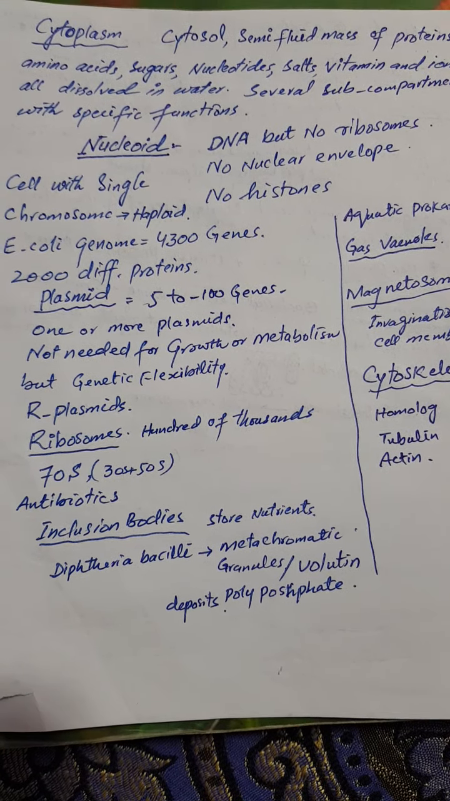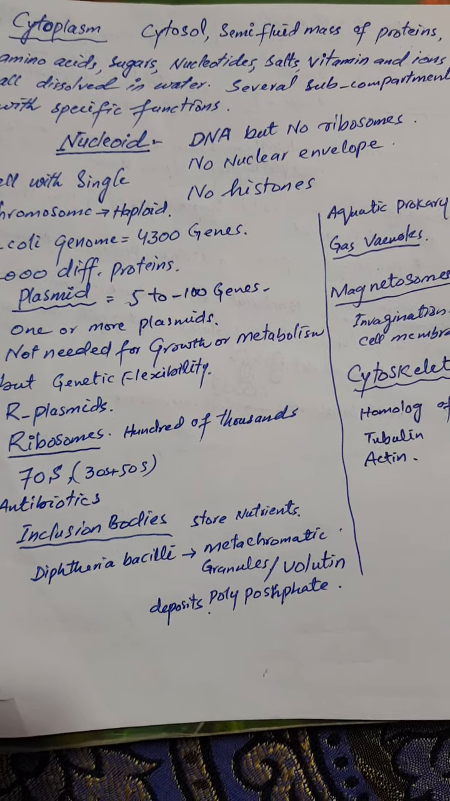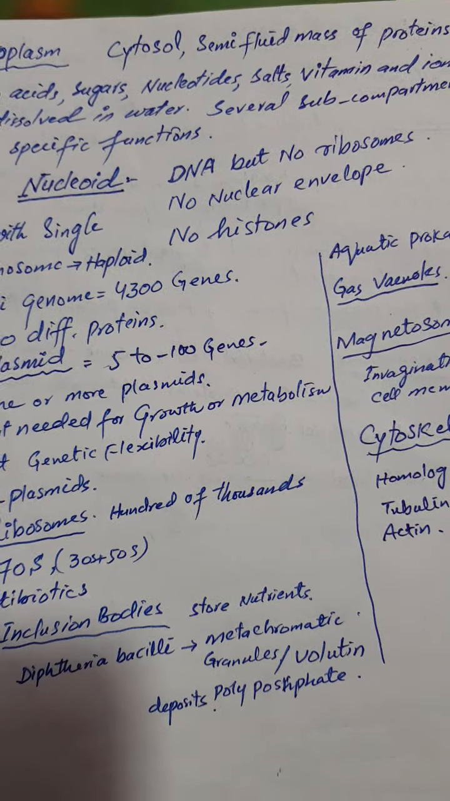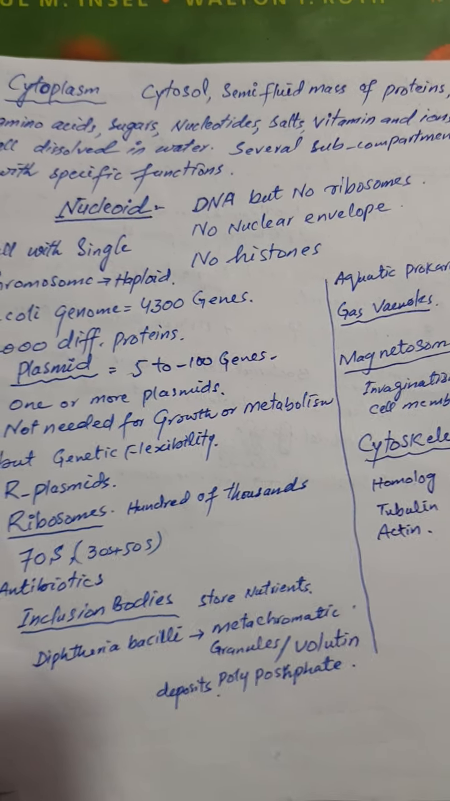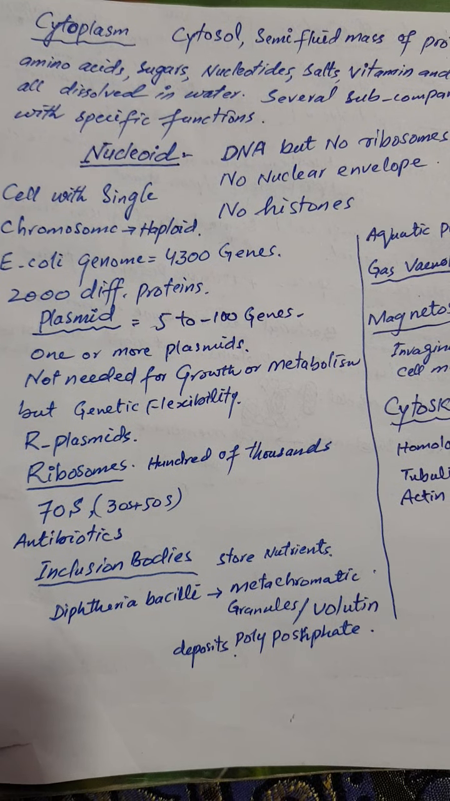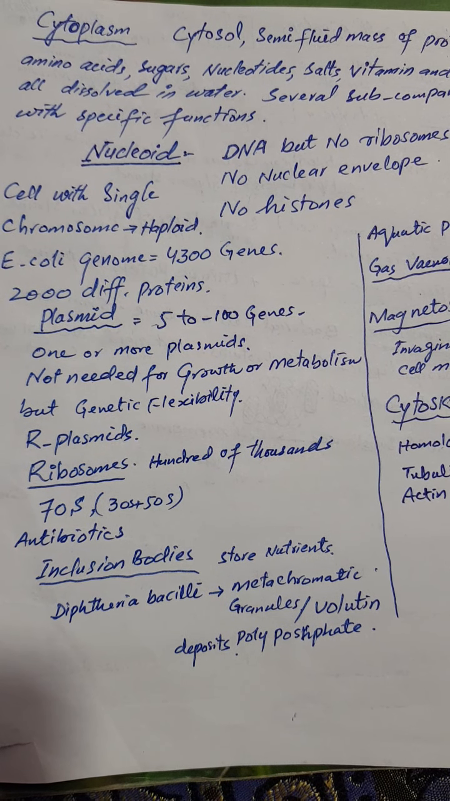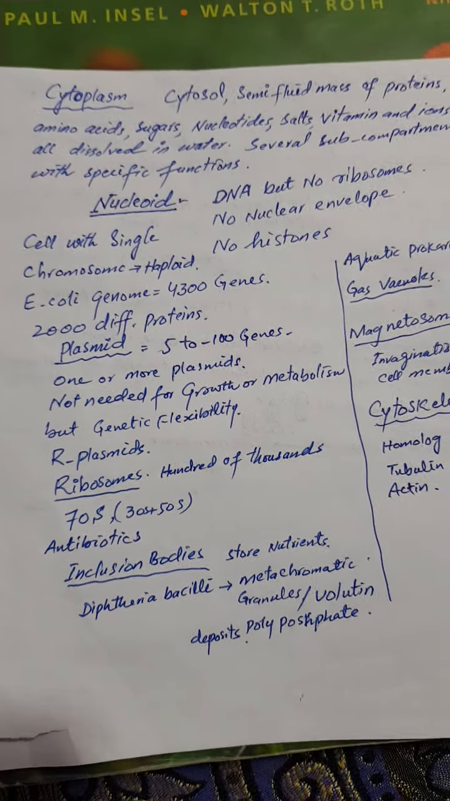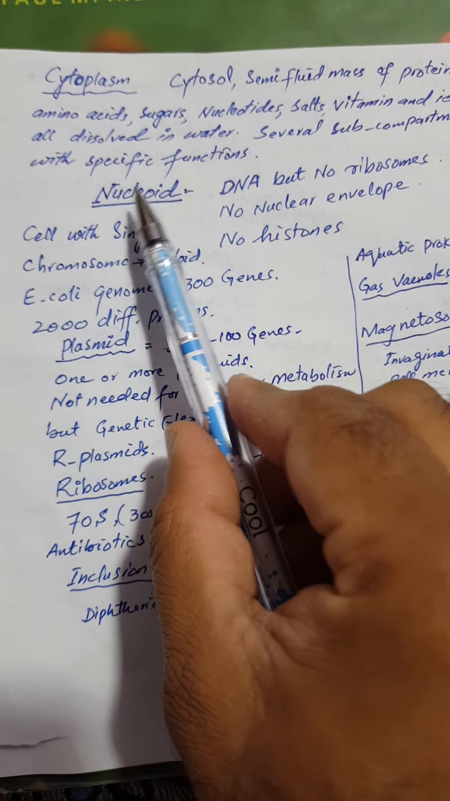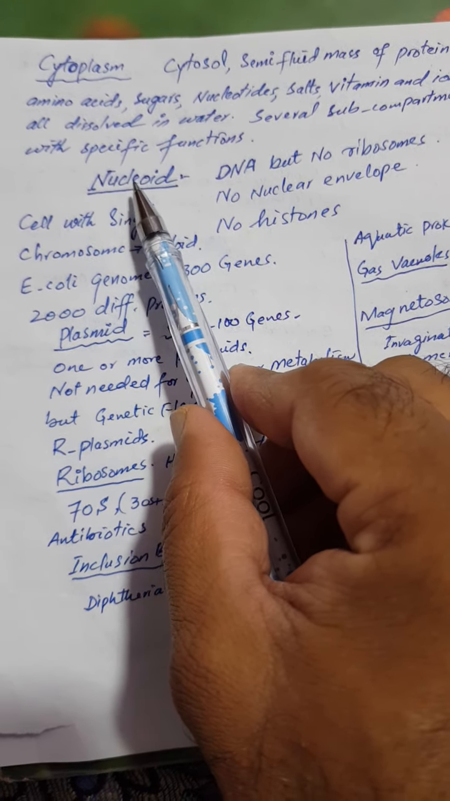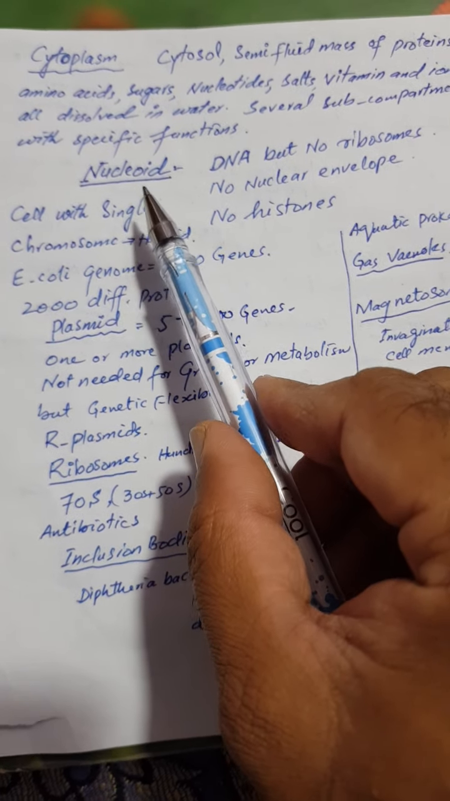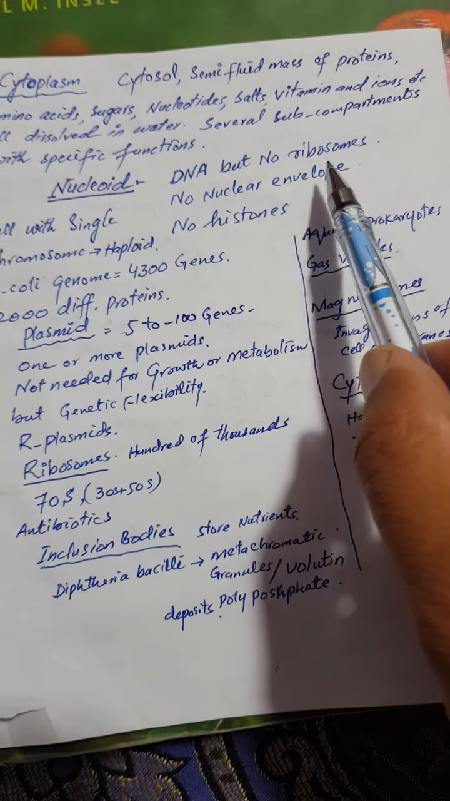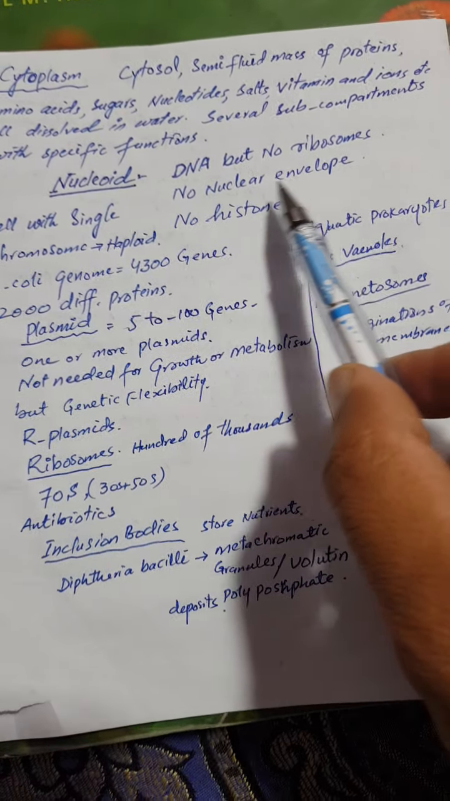And inside the cytoplasm there are several subcompartments which have some specific functions, and these subcompartments include the nucleoid. First of all, nucleoid. I've told you, this suffix oid, when it comes to any word, it means actually like the previous word. Nucleoid means just like the nucleus. It is not a nucleus because there is no membrane around it, but it serves the function of the nucleus because it contains DNA. But there is no ribosome in prokaryotic nucleoid region, and there is no nuclear envelope.